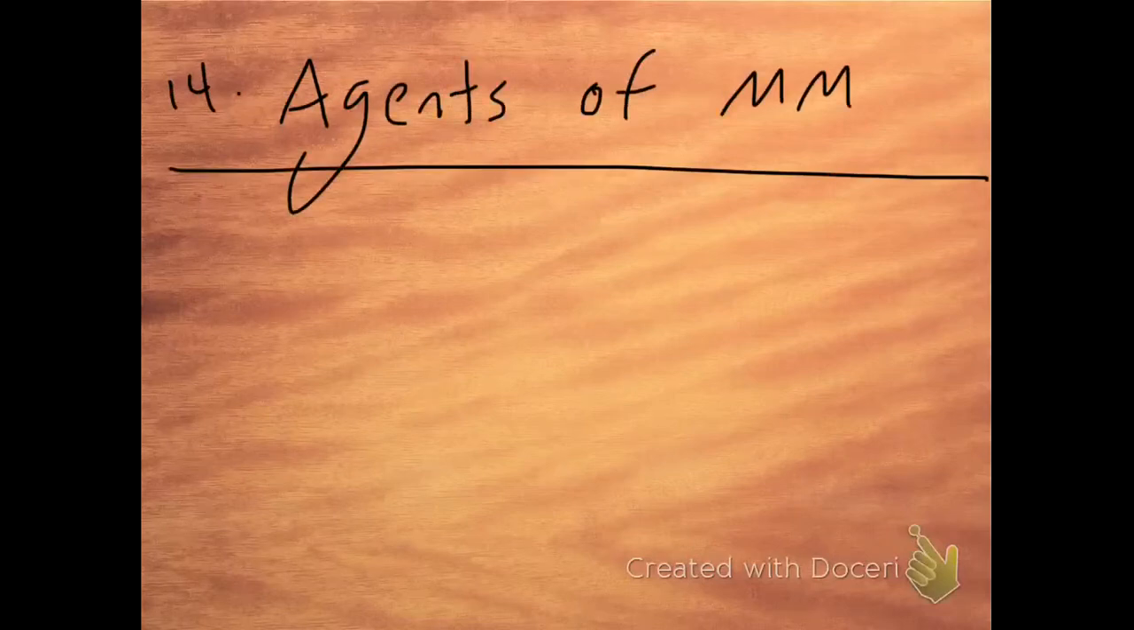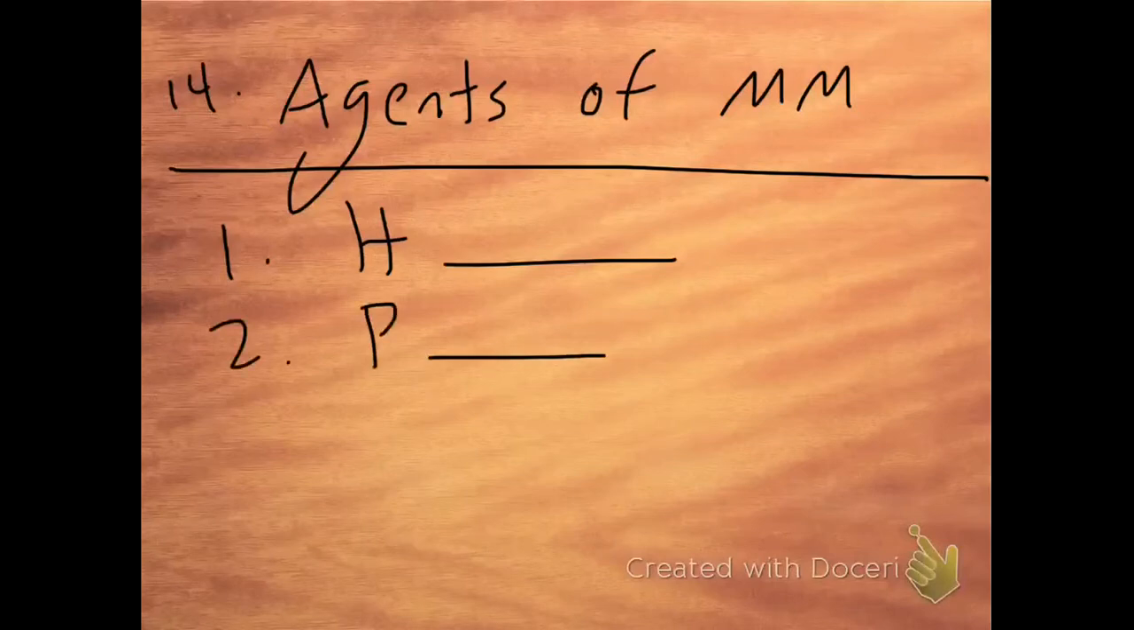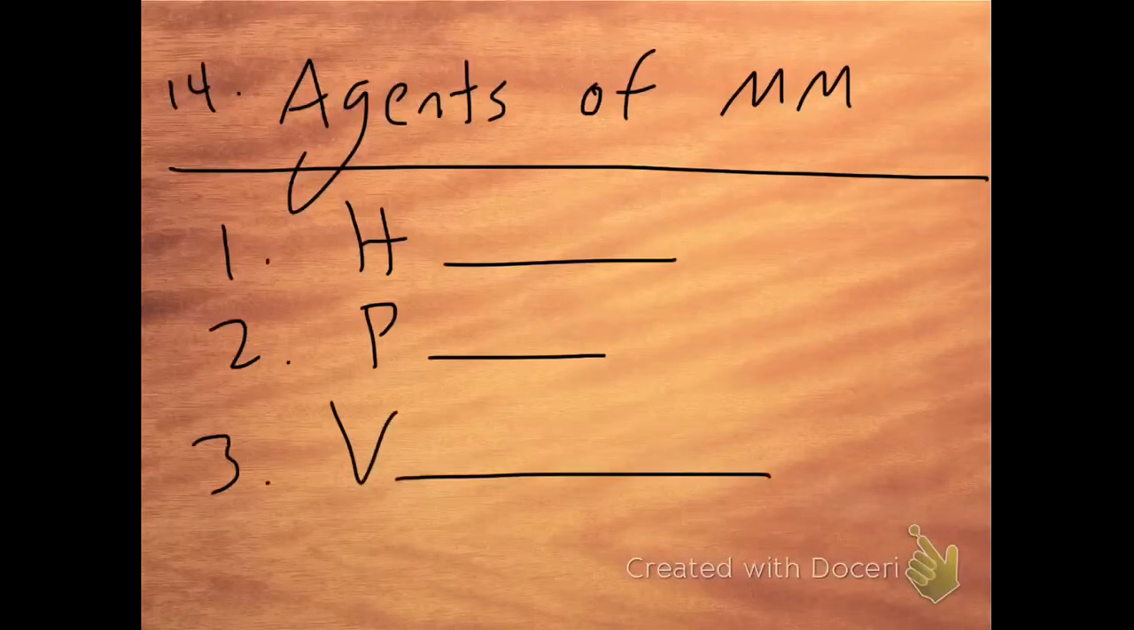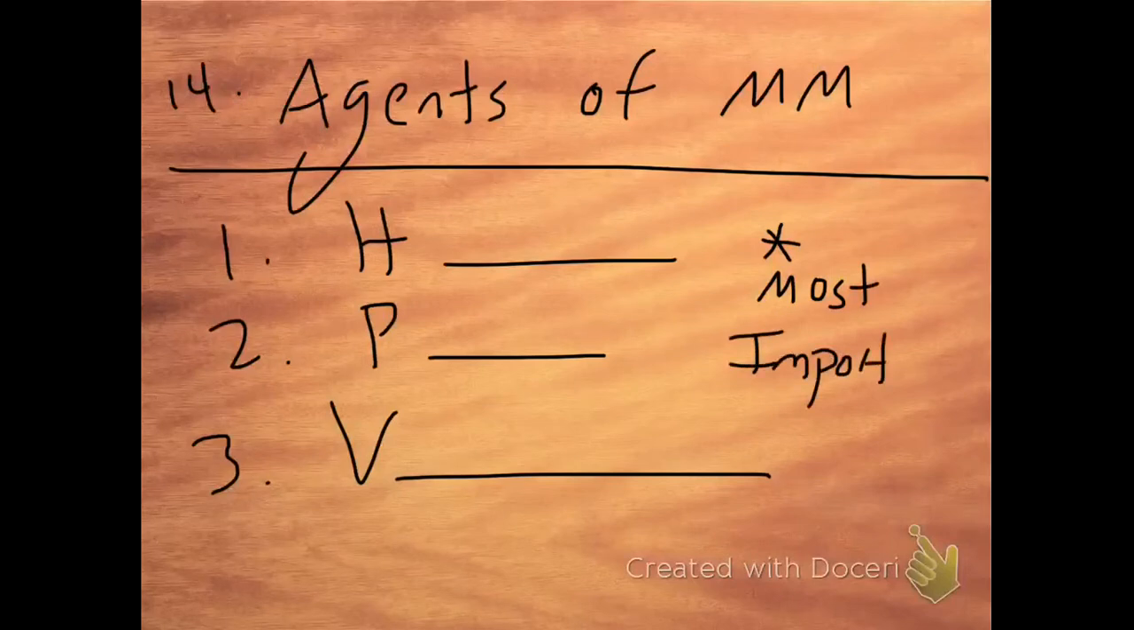Now question number 14, we're going to get into the agents of metamorphism, and this is just brute force memorization. Number 1 starts with an H. Number 2 starts with a P. We've already discussed those in this dossier. Question number 3 is the V one, which means maybe hot liquids and dissolved gases and stuff. Chemically charged fluids can also be in number 3. So between heat and pressure and volatiles, or chemically charged fluids, which one is the most important? And in metamorphism, it's always going to be heat.